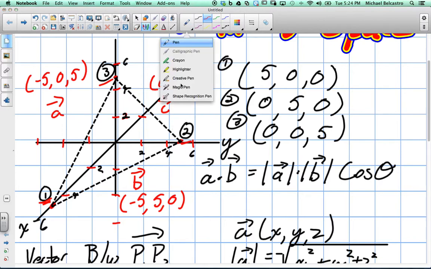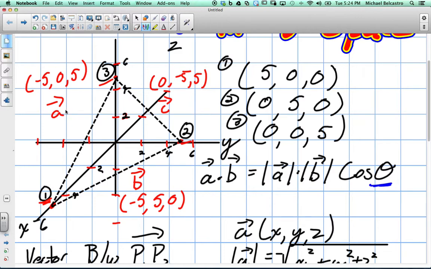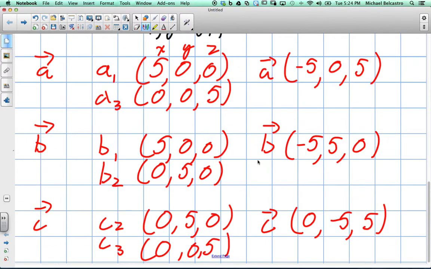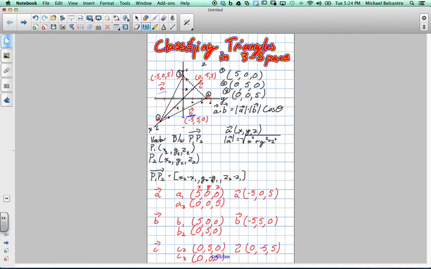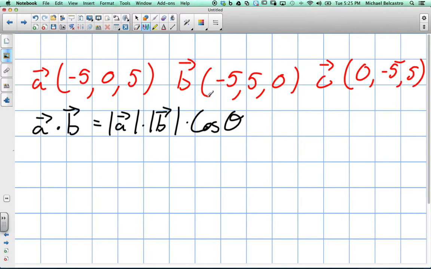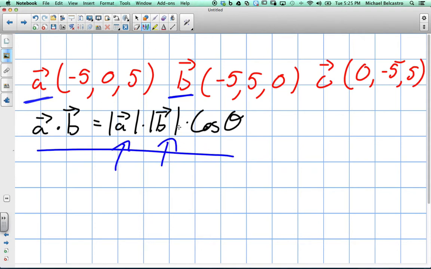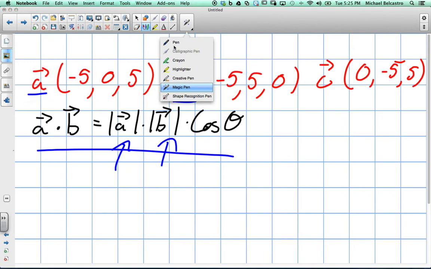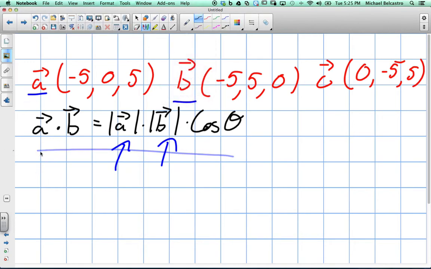Now that we've got those, we can find the angles between specific vectors. Let's find the angle between vectors A and B. Actually, we're going to jump to a whole new page. So we have our 3 vectors. The first thing we want to do is find the angle between vectors A and B, putting it through our dot product formula. To do that, we have to find the magnitude of our 2 vectors A and B.